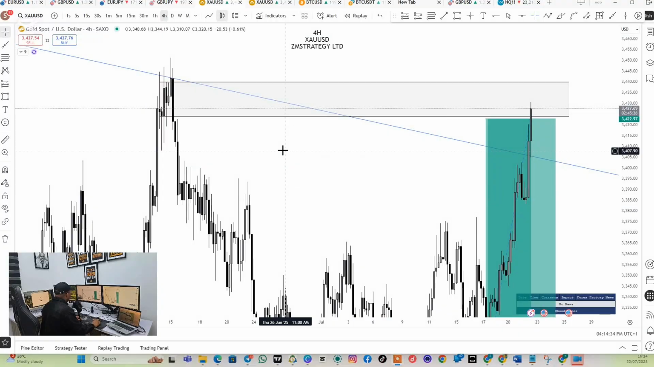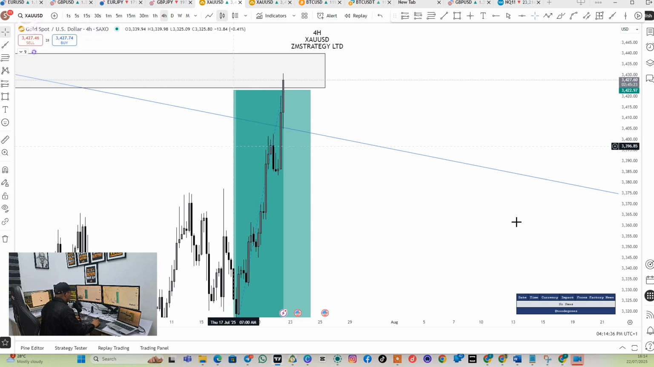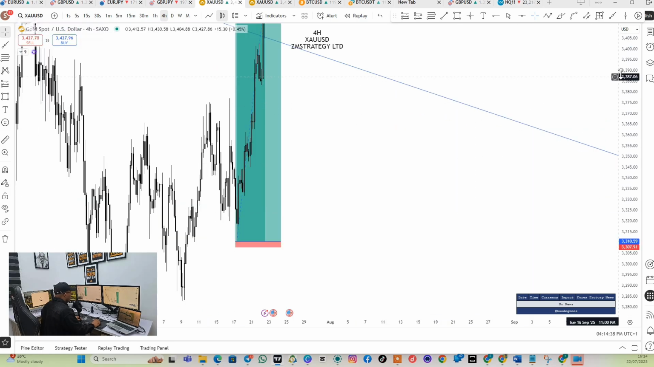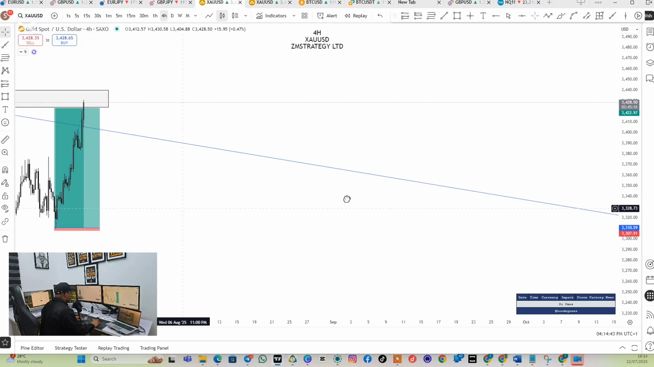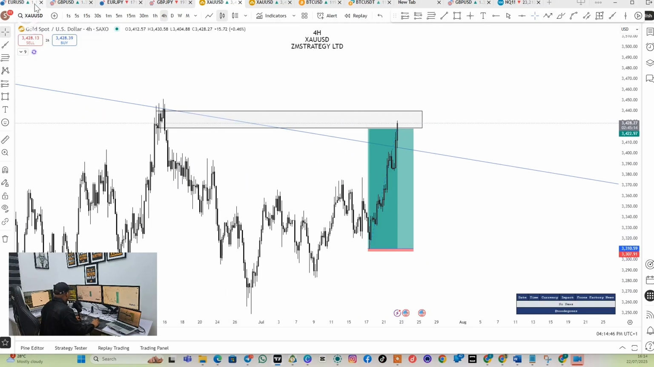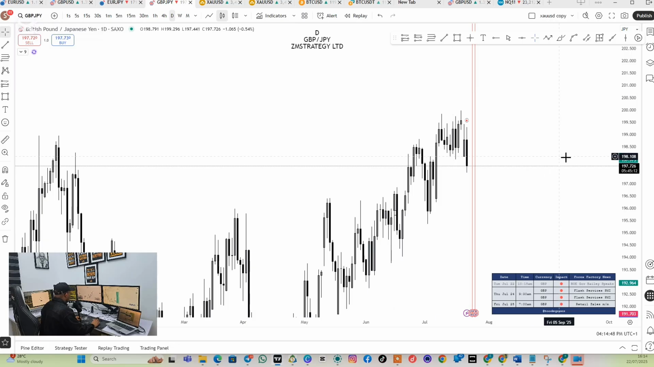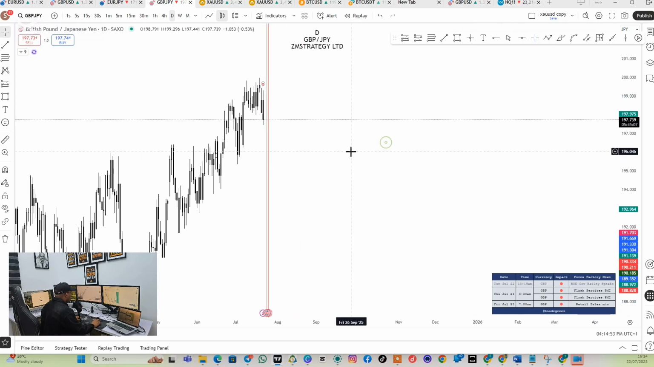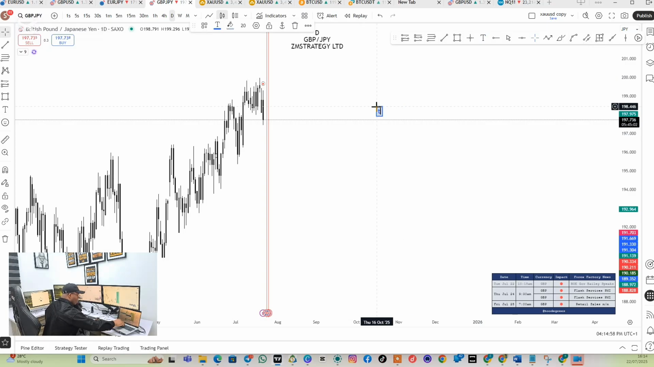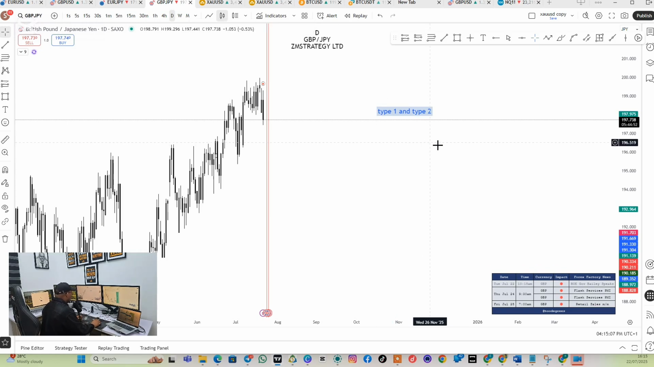Let's go. Alright, so this is my TradingView. I think I will make use of another pair. This is good. Let me show the different types of engulfing candlestick. Let's make use of GBPJPY, for example. Now I said that we have engulfing type 1 and type 2. So now let's understand the difference between type 1 and type 2.